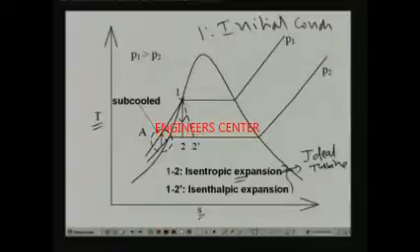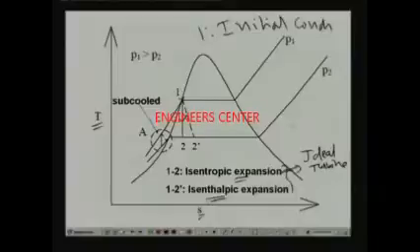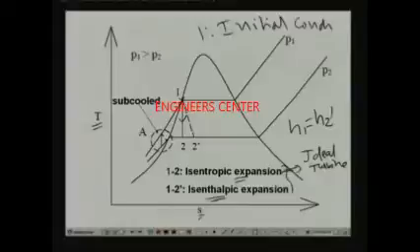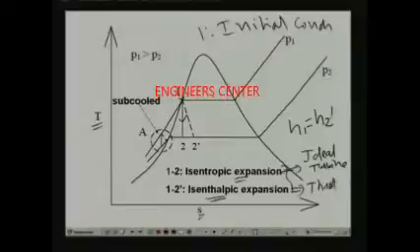And process 1 to 2 dash is an isenthalpic expansion process. That means H1 is equal to H2 dash. So this process 1 to 2 dash is an isenthalpic expansion, which is the process that occurs in a throttling device.